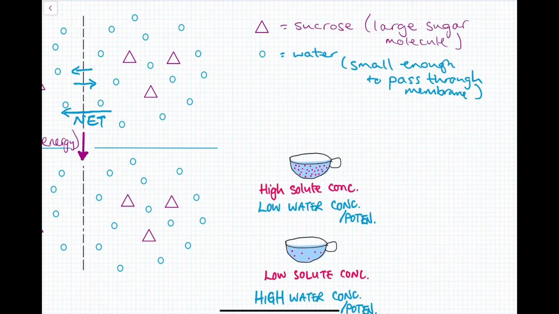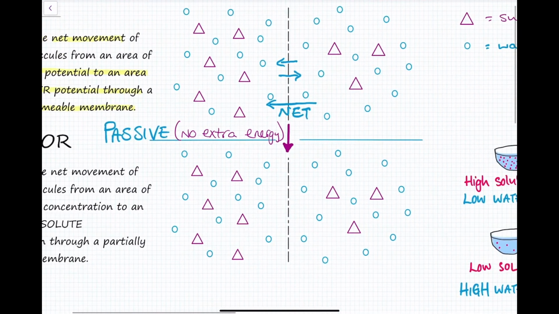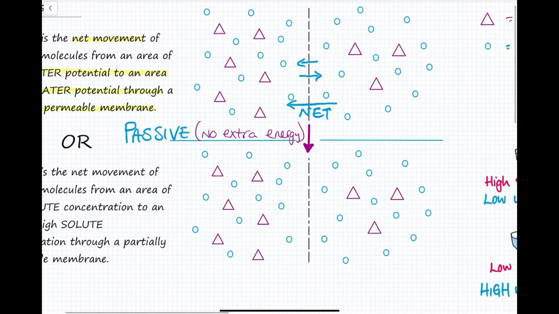So how does this affect osmosis then? Well, imagine that the solutions on either side of the membrane are unequal. The water will try to move to an area of lower water potential. This would be the side that has more sugar in it.